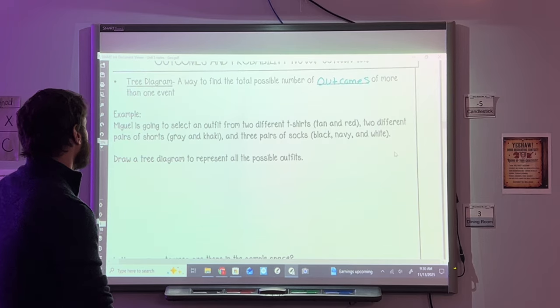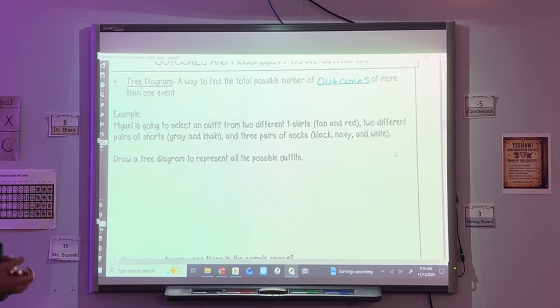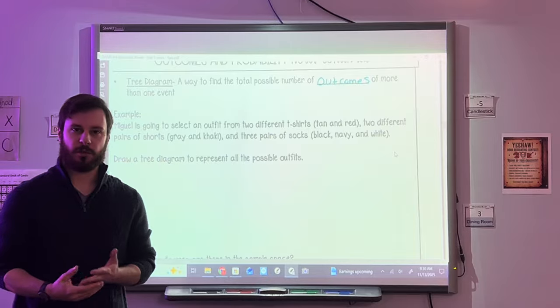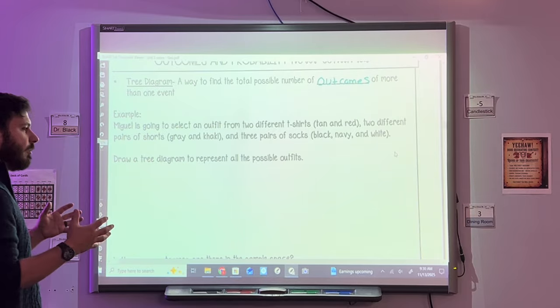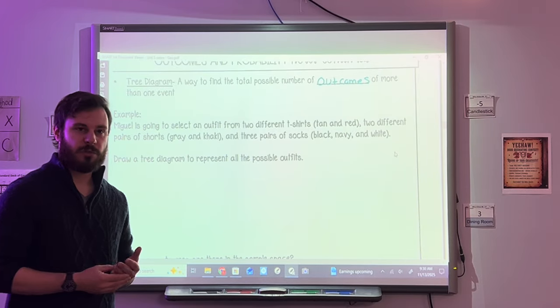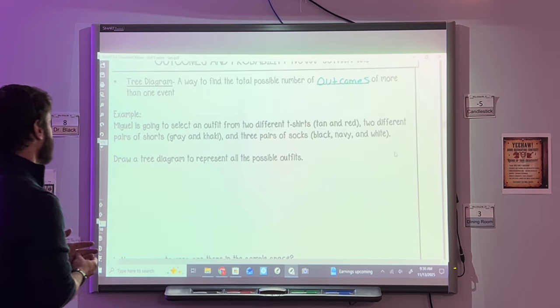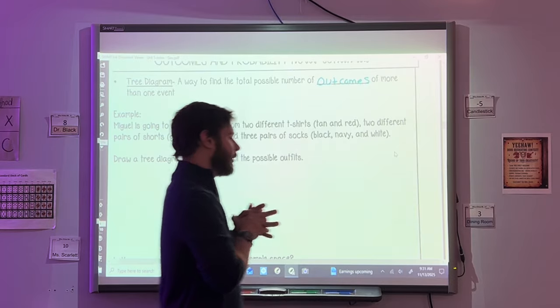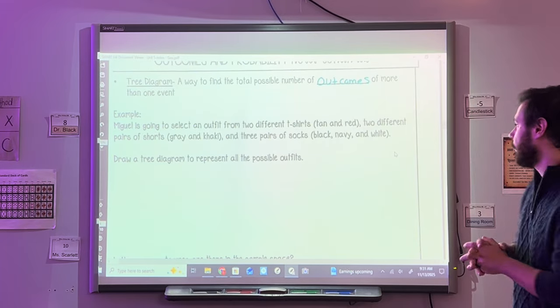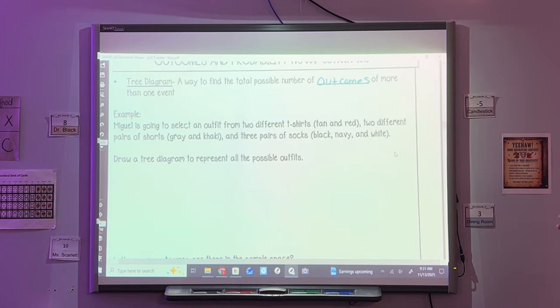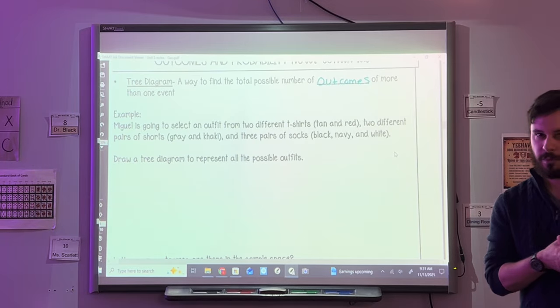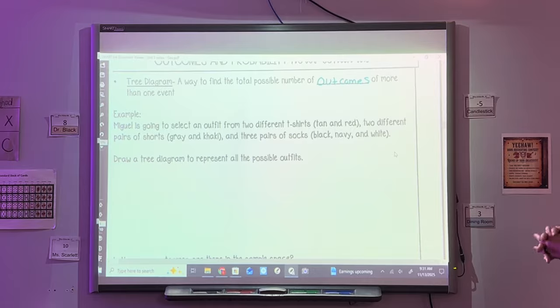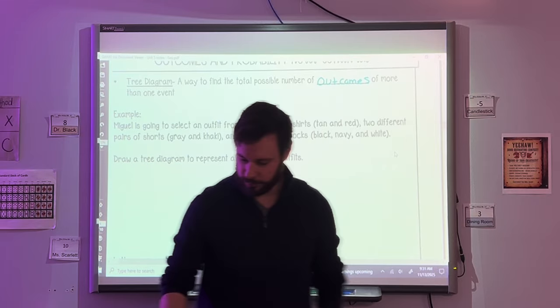Okay. A tree diagram is a visual representation of all of the possible outcomes of things. It's really easy to make. It's also a little time consuming, but let's do one. Miguel is going to select an outfit from 2 different shirts. He's got a tan shirt and a red shirt. Someone get this boy some more shirts. 2 different pair of shorts, gray and khaki, and 3 pairs of socks. I think most of you probably only have 3 pairs of socks, so I think you can relate to Miguel here. Draw a tree diagram to represent all of his possible outfit choices.